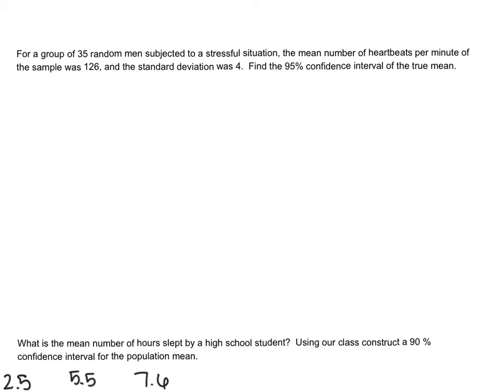So the formula for calculating the confidence interval for an unknown population standard deviation is x bar plus or minus a t critical value times the sample standard deviation divided by the square root of n. With t's critical values, we have to first identify something called degrees of freedom, which is always your n minus 1. In this case, n is 35, which when we subtract 1 gives us 34.